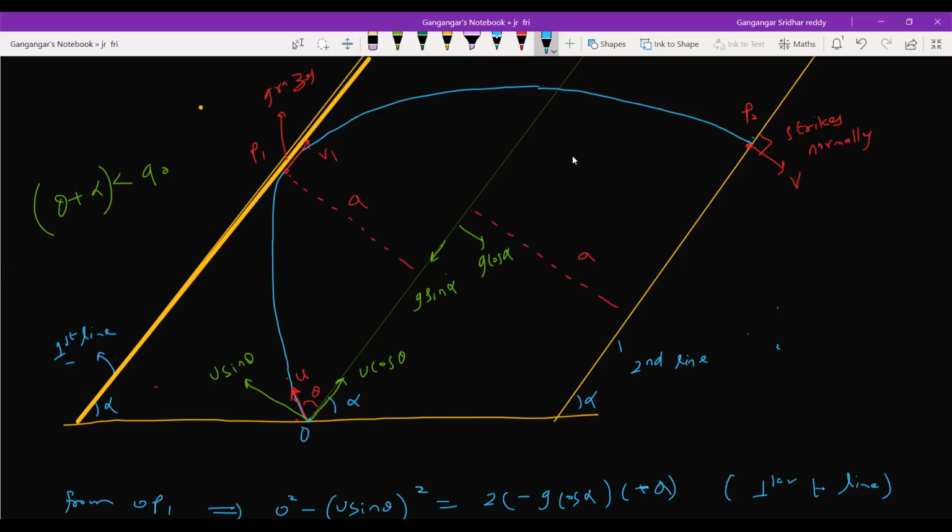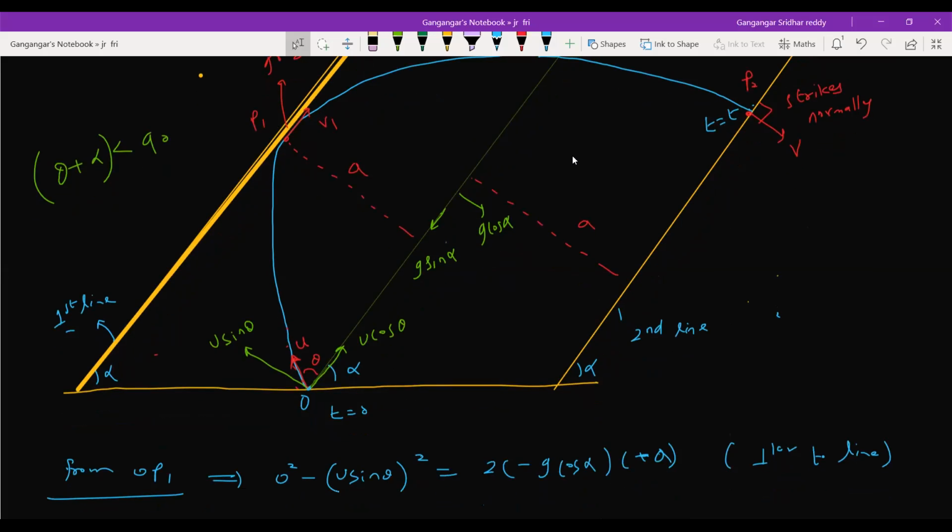So shall we calculate the time taken to move from O to P2? At T equals 0, I projected. After some time T, it will be available here. Shall we calculate this time T, applying the v equals u plus at formula? Sir, in the first equation, it should be v squared minus u sine theta whole squared.